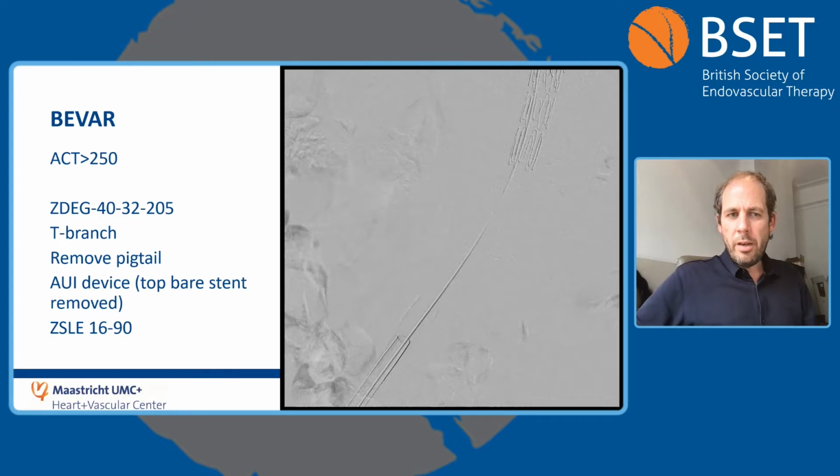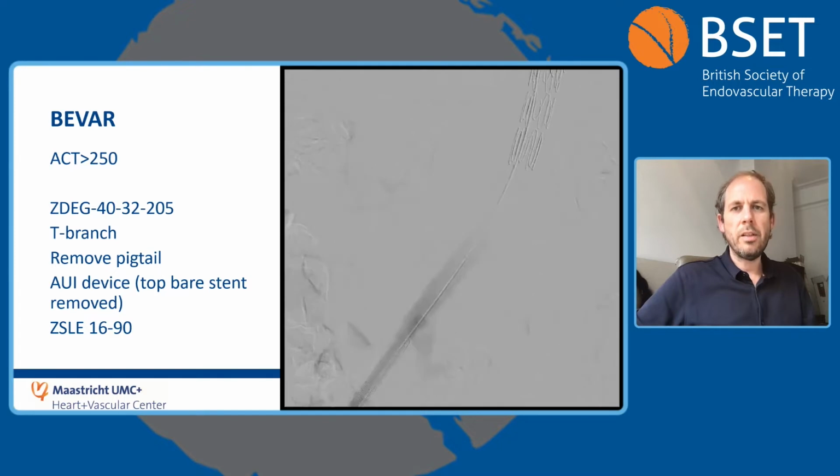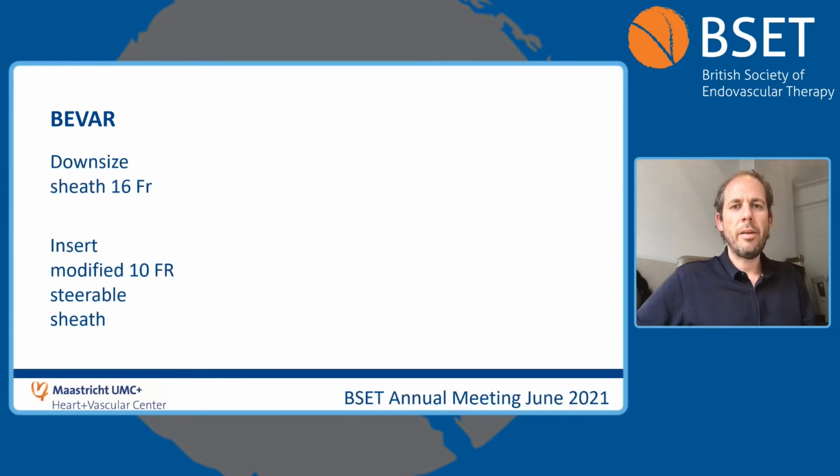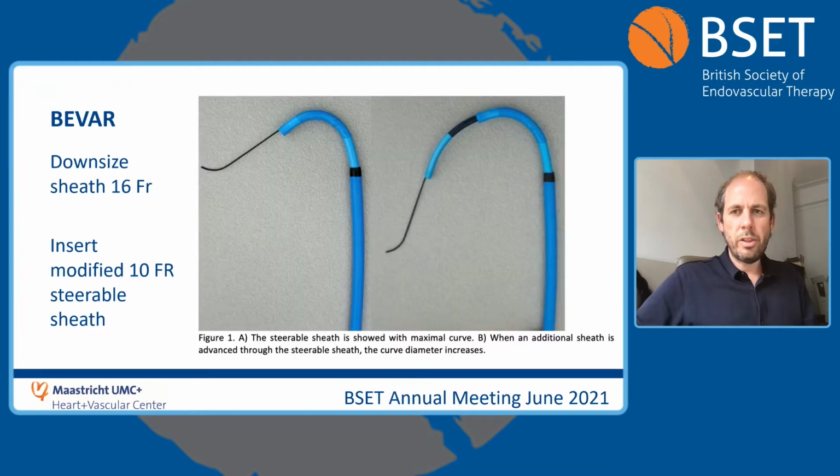We put in an AUI device, but we removed on the bench the top bare stent because we don't like to perforate the T-branch with the bars and the hooks of the bare stent of the AUI device. And then extended with the ZSLE 1690 leg. And the distal landing zone from the iliac is okay. We downsize our sheaths and then insert a modified 10 French steerable sheath.